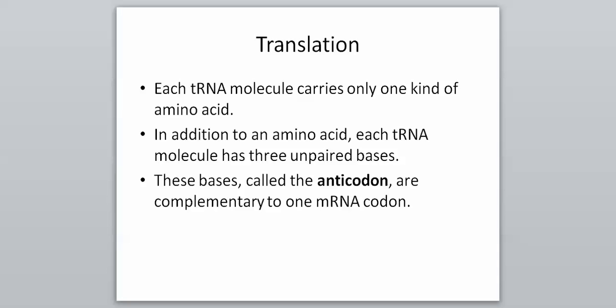Each tRNA, transfer RNA molecule, carries only one kind of amino acid. Then in addition to an amino acid, each tRNA molecule has three unpaired bases. So it'll have three A, U, C's, or G's that haven't matched up with anything yet. These bases are called the anticodon, because they will match up with the mRNA codon. So we already have our three bases from our mRNA, and now the tRNA is going to bring us three more that will match up with them.